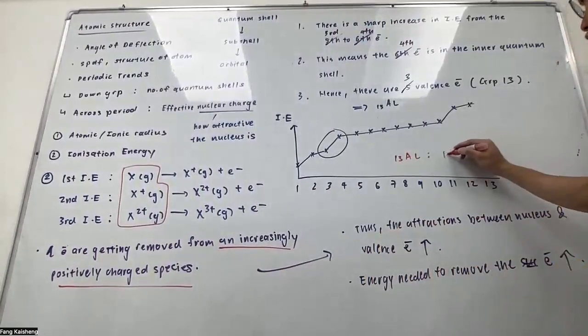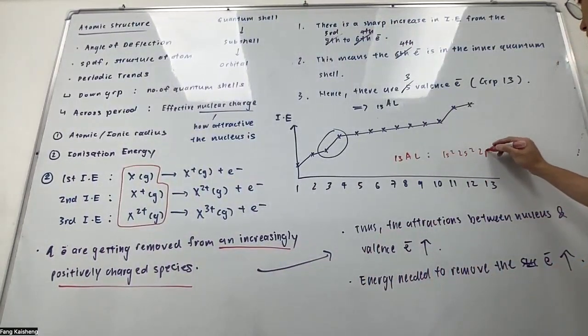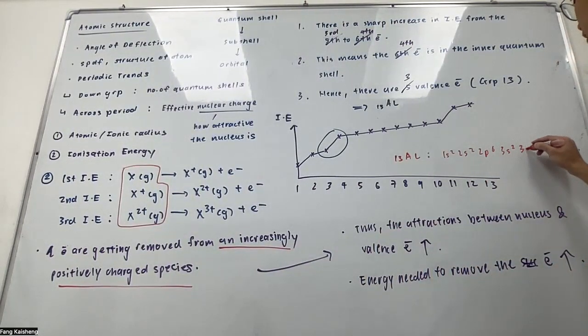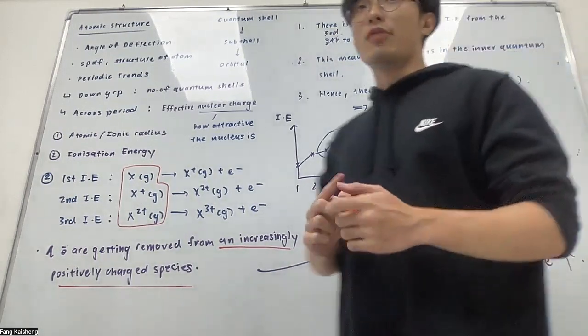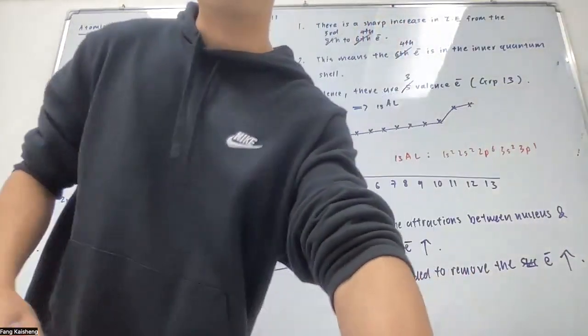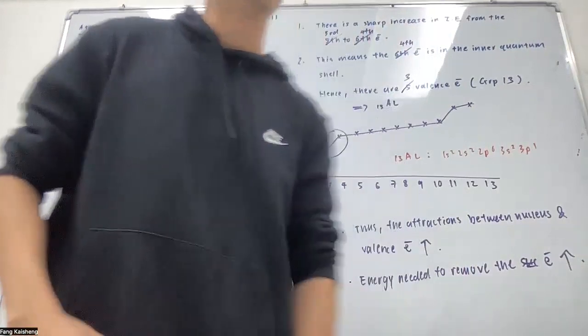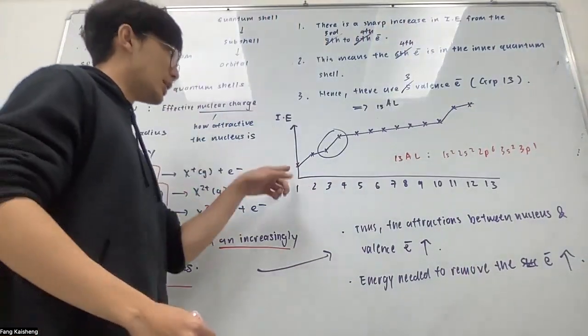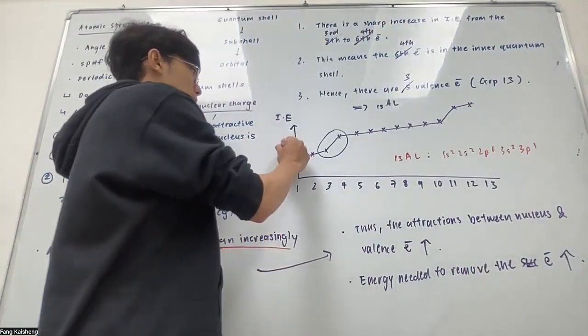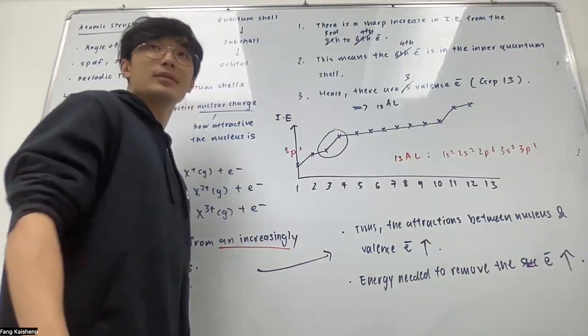Okay, 1s2, 2s2, 2p6, 3s2, 3p1, right? Now you're removing the electron. Which electron are you removing first? Okay, 3p1. So guys, can you see this is the first electron? Let's label it as 3p1.